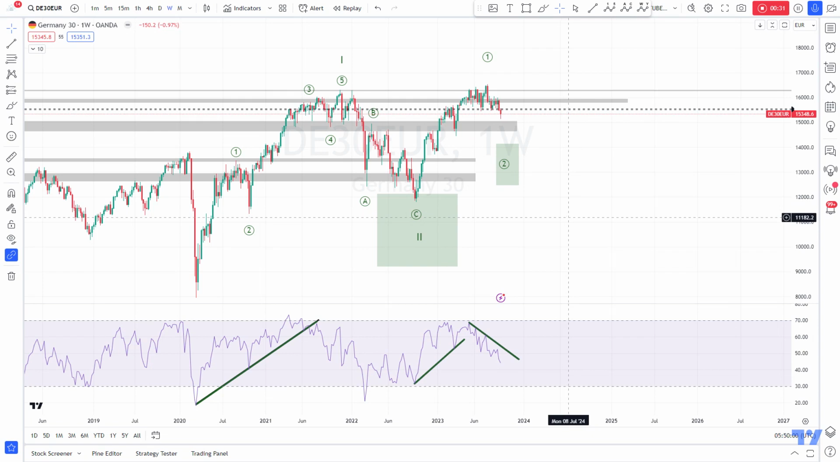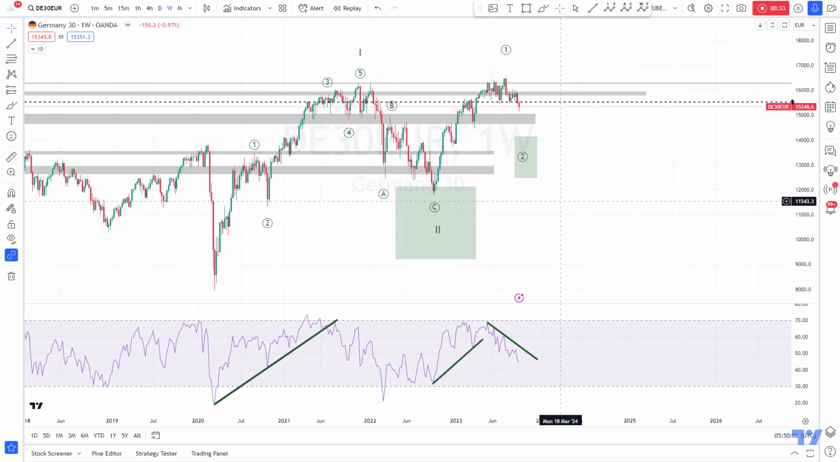So here we are looking at the weekly chart, and my take on the DAX is that we did a wave one up here as in the higher degree, 5 waves up, 1, 2, 3, 4, 5. We end with divergence. The cycle is over. Then we came down in a corrective move, A, B, C.